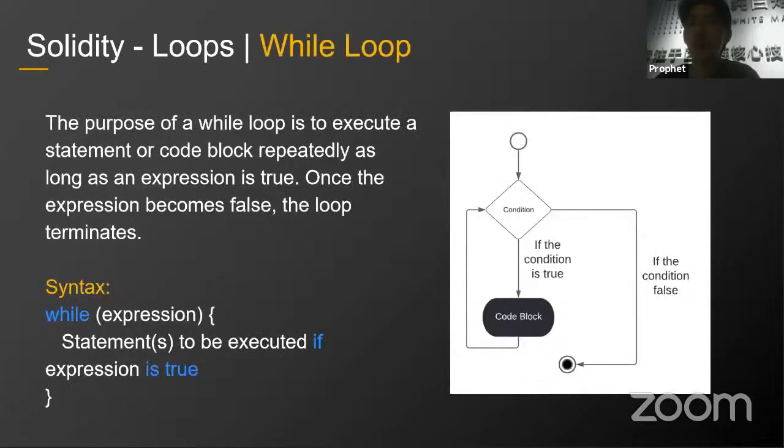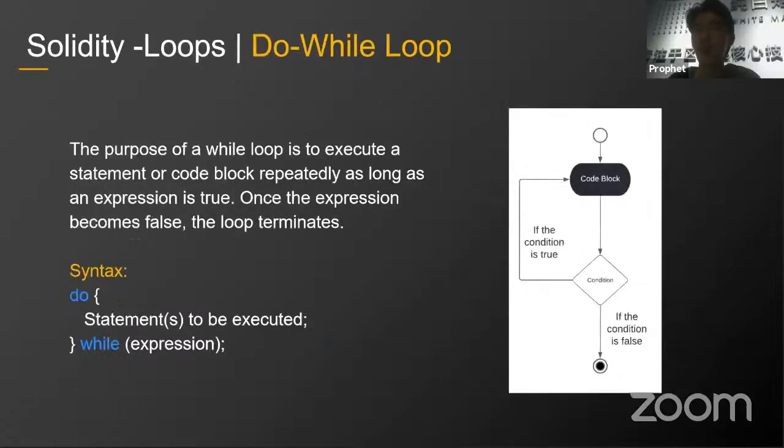The first is the while loop. Okay, if you want to execute some statement or code repeatedly as long as an expression holds, then you can put the code in a while loop. The while loop will check the condition first. If the condition is met, it will go inside the while loop and execute the code in the braces. But if it's not, it will come out, skip the while loop, and just execute the code following.